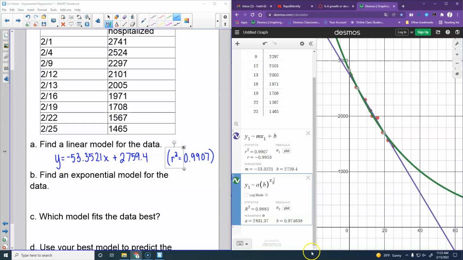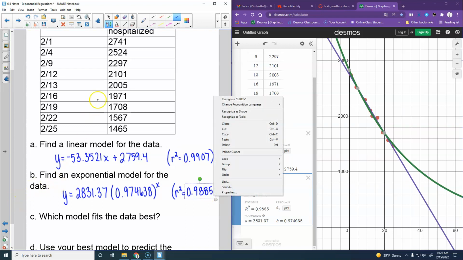And so for this one, we're going to have y equals 2,831.37 times 0.974638 to the x power. And this time, the R squared, I don't know why it's capital, but it is, but we can still compare these, is 0.9885.